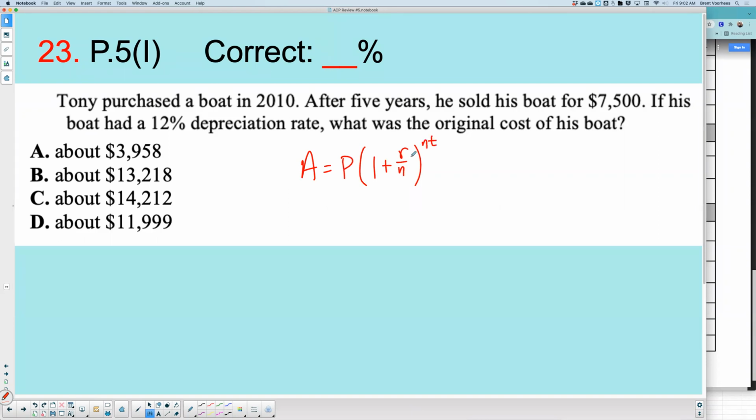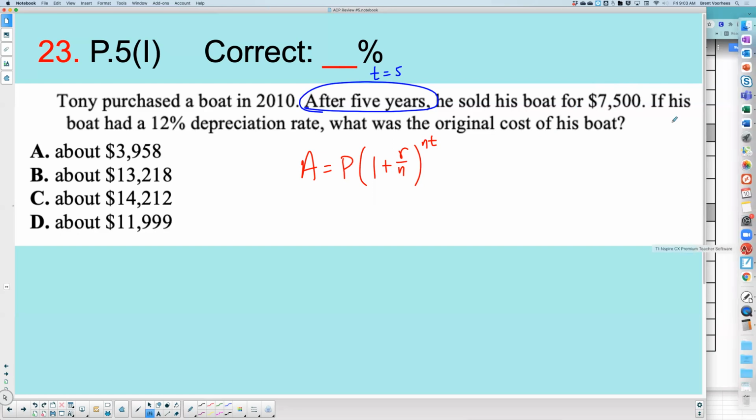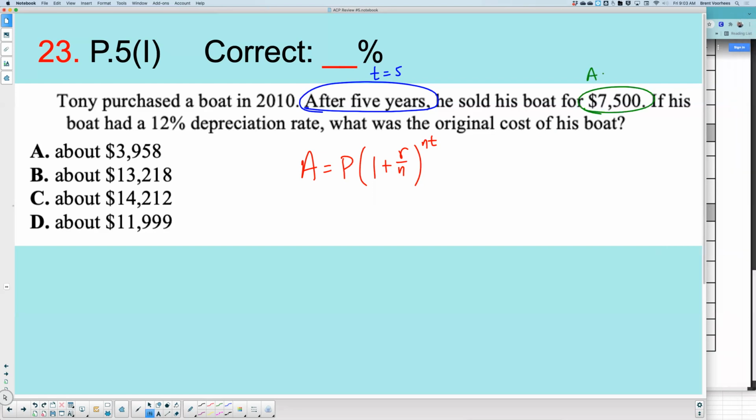So let's go word by word. Tony purchased a boat in 2010. Do I need to plug 2010 in? No. After 5 years. Is that anything important? Yes. What is that telling us? Time. t equals 5. Good. He sold the boat for $7,500. Is this a final amount or the original amount if you sold it at $7,500? That's the final amount. This right there is our final amount, $7,500.